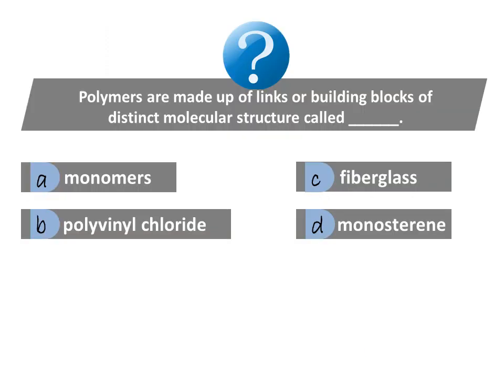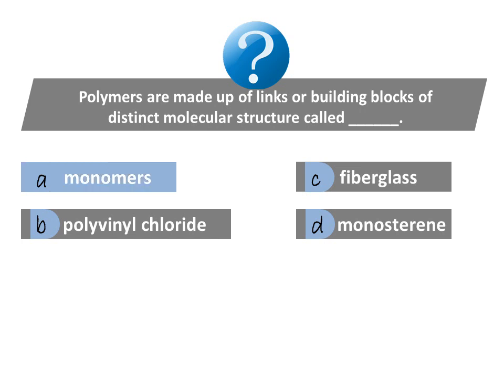Okay? Next question. Polymers are made up of links or building blocks of distinct molecular structure called blank. A. Monomers. B. Polyvinyl chloride. C. Fiberglass. D. Monostyrene. Again, polymers are made up of links or building blocks of distinct molecular structure called blank. The correct answer is letter A, monomers.